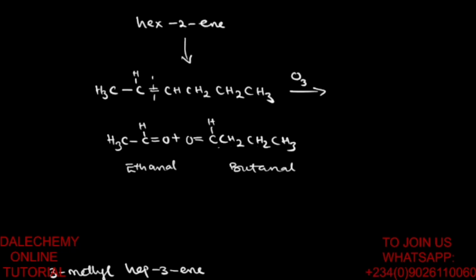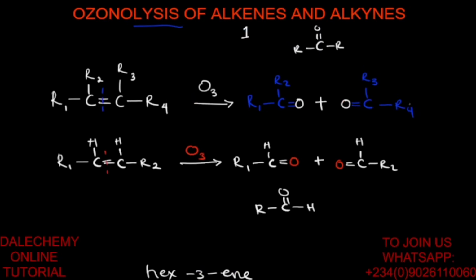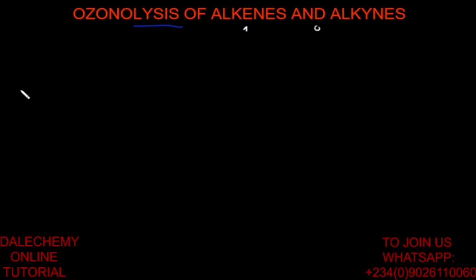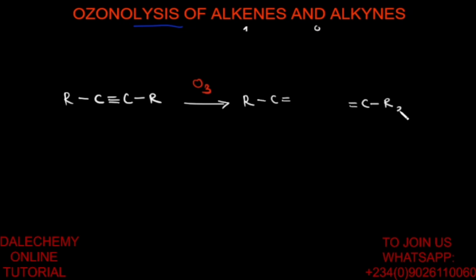Now let's look at the ozonolysis product of alkynes. So that's all for alkene. Now for alkynes, generally they will have a triple bond, like this. So when you are reacting alkynes with ozone, of course the bond still has to break, but in this case it's not going to be either alkanal or alkanone, but rather it's going to be carboxylic acid.